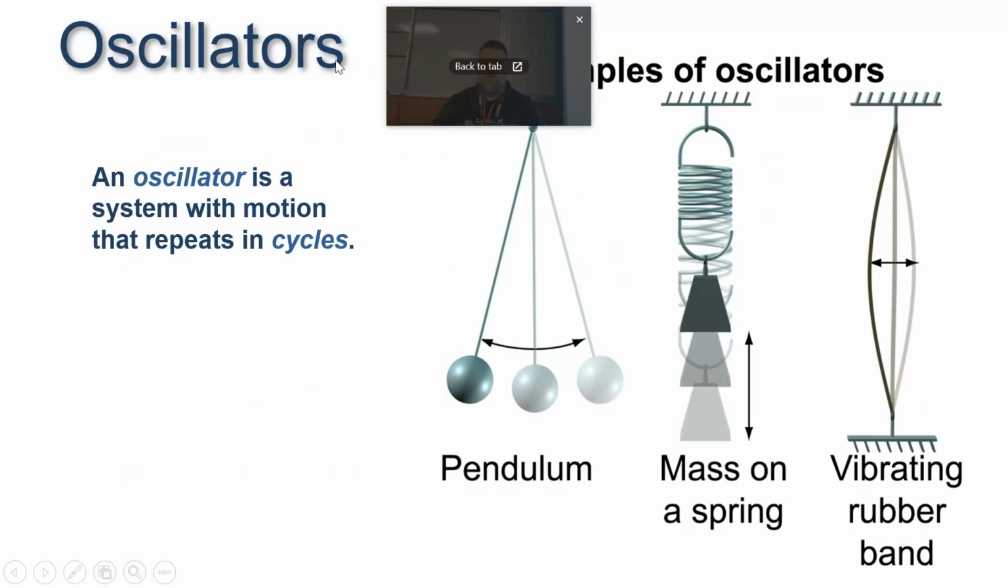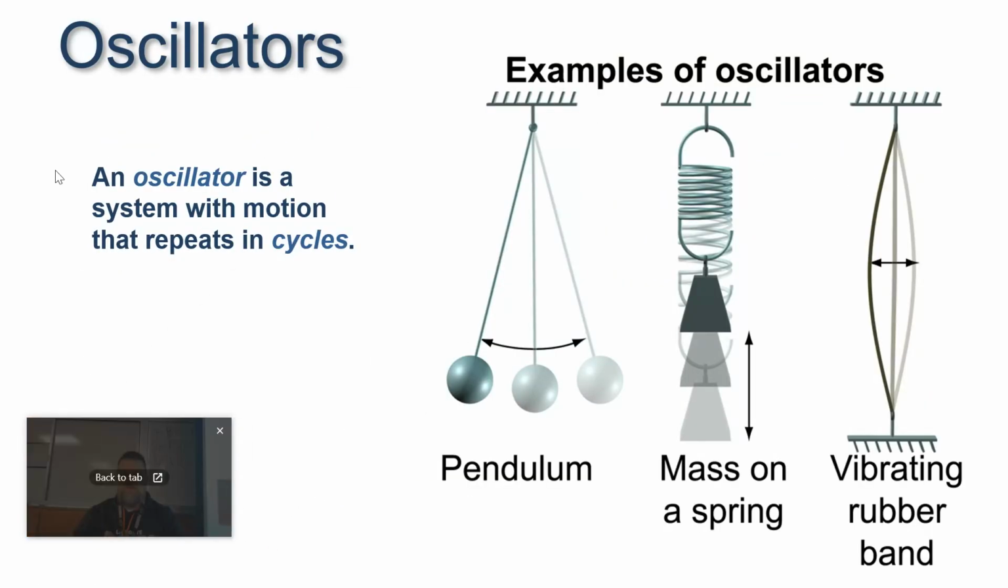All right. So write this down. An oscillator is a system with motion that repeats in cycles. So a pendulum is an example of this. The mass on a spring that I was talking about. Oh, I forgot about a rubber band. If you take a rubber band and snap it, it'll go boing, boing, boing. What else does that? Can anybody think of any other examples? How about a guitar string? A guitar string does that.